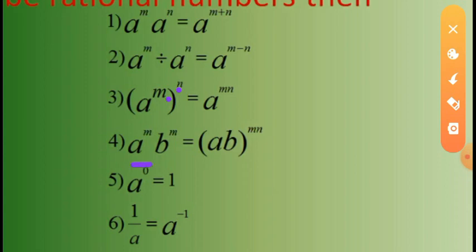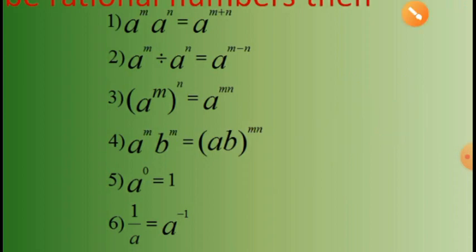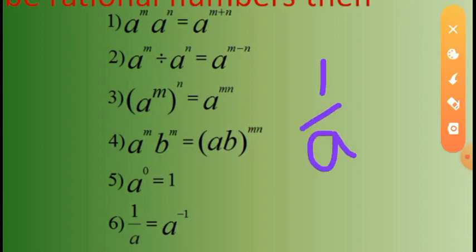Then a raised to m into b raised to m. Now the bases are different but the powers are the same. So in that case I have to take that power outside and I'll get (a into b) bracket raised to m. Also a raised to 0: any number raised to 0. If I am writing 100 raised to 0, what will the answer be? 1 itself. So a raised to 0 is equal to 1, and 1 by a you will get as a raised to minus 1.